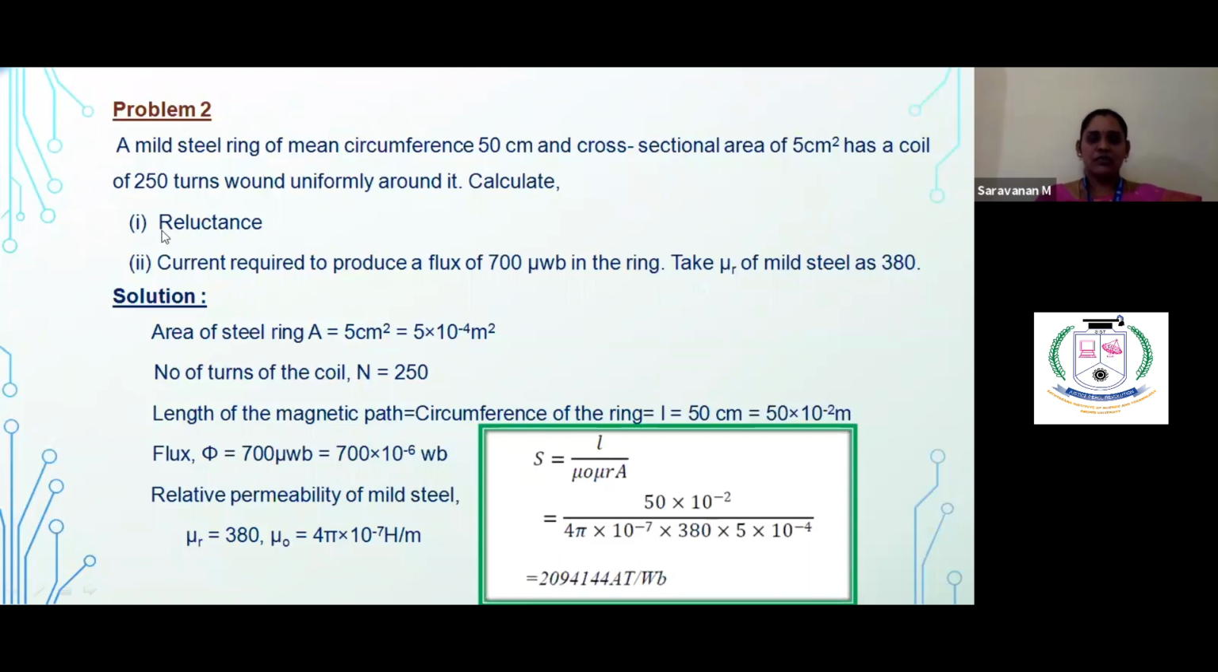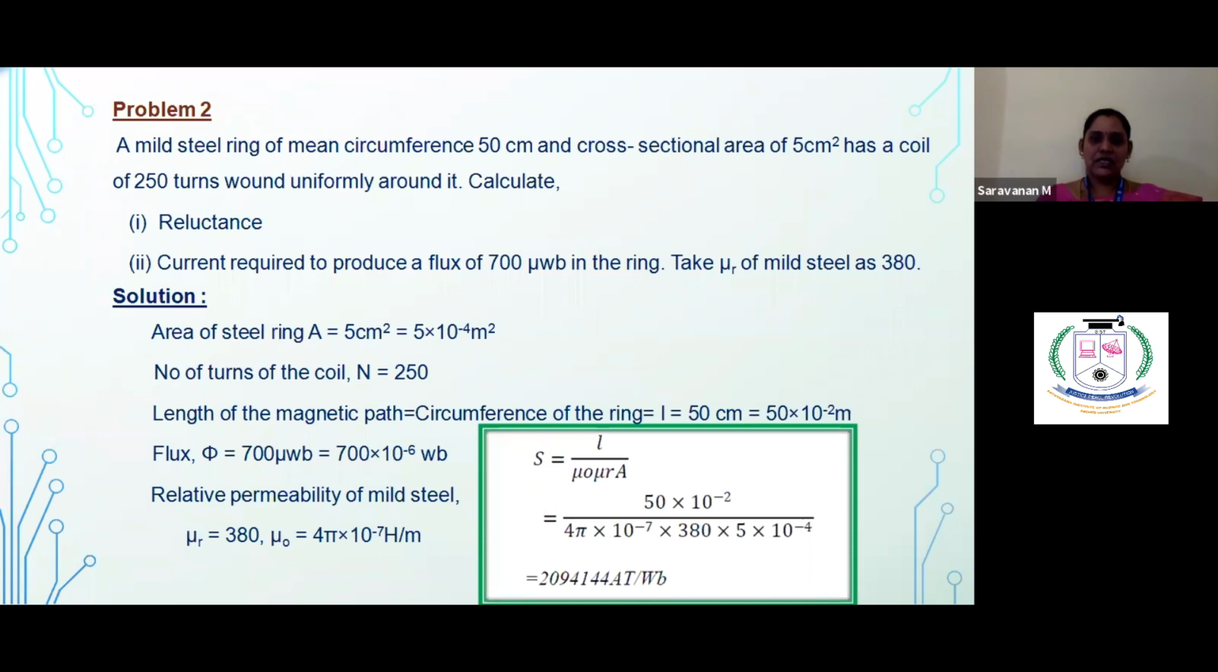Now what's the formula for calculating reluctance? Reluctance is nothing but the opposition produced to the magnetic flux being set up in your magnetic circuit. For reluctance, we have two formulas. According to the definition, we have one formula: S is equal to Ni by phi, that is, Ni is the magnetomotive force divided by the flux.